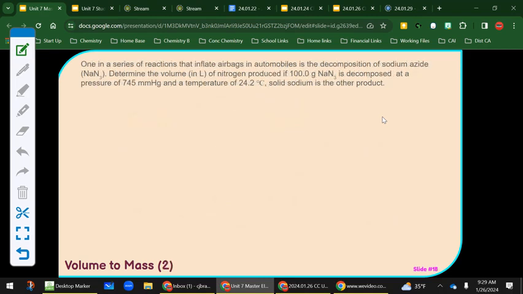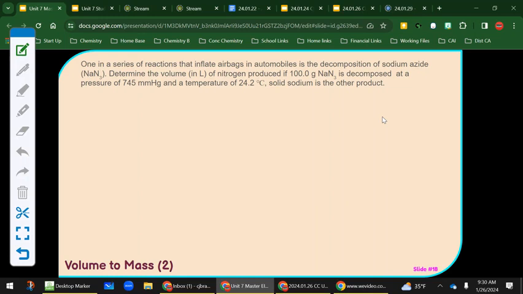All right. So in a series of reactions that inflate airbags in automobiles is the decomposition of sodium azide. Now you'll notice I gave you the formula there, correct? NaN3. The reason that I gave you the formula there is because sodium azide is not a compound we would know how to name. I have not given you something like that. So therefore I give you the formula.